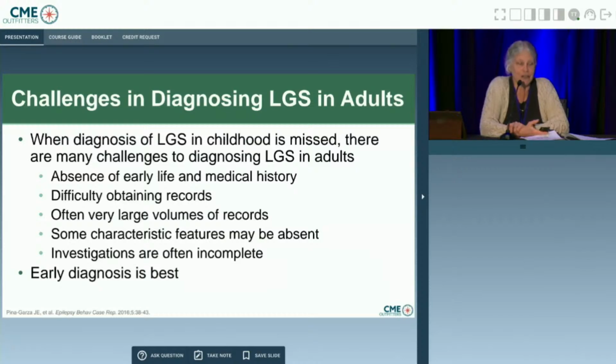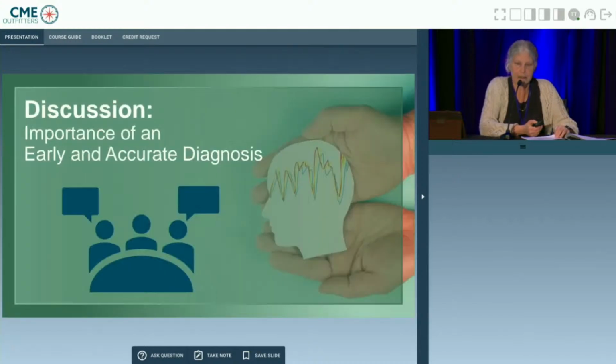As we already had mentioned, some of our characteristic features, like the slow spike wave, may no longer be present on EEG. And oftentimes, investigations are incomplete because they haven't had state-of-the-art genetics or neuroimaging because they're just older adults. So I think early diagnosis is really key here.